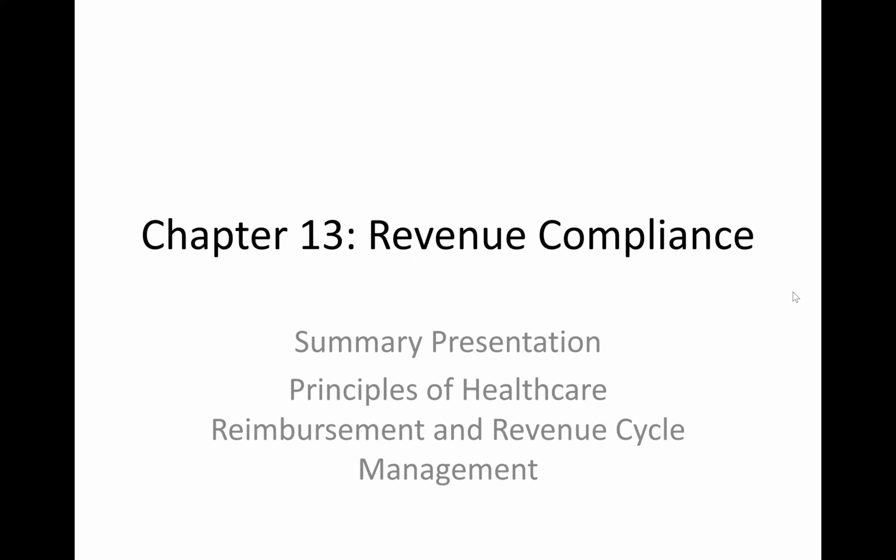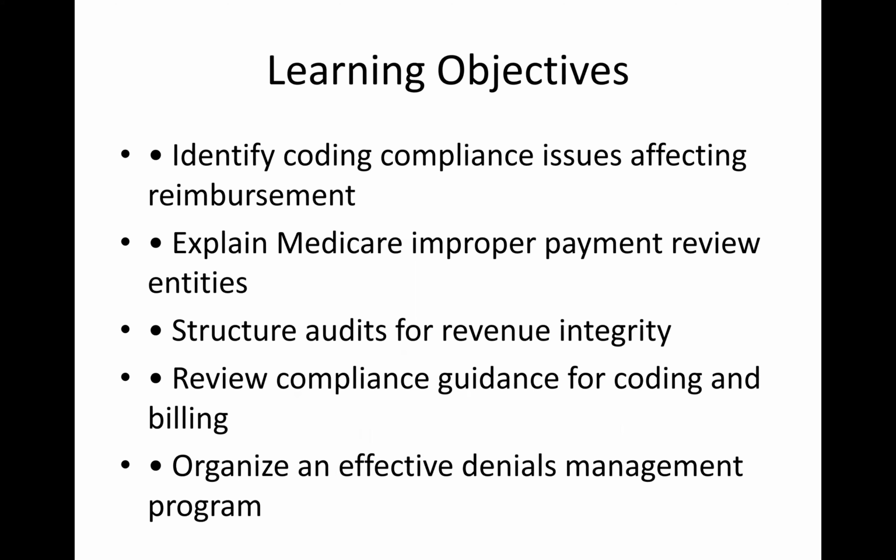And again, this is a short summary presentation of chapter 13 in your text. Please take the time to read the entire chapter and review all the PowerPoint slides very carefully. This lecture will cover revenue compliance, particularly as it relates to health information. Some things we'll talk about are coding compliance issues that affect reimbursement. We'll be able to explain the Medicare improper payment review entities, structure audits for revenue integrity. We'll talk about compliance guidance for coding and billing, and we'll come up with an effective denials management procedure.